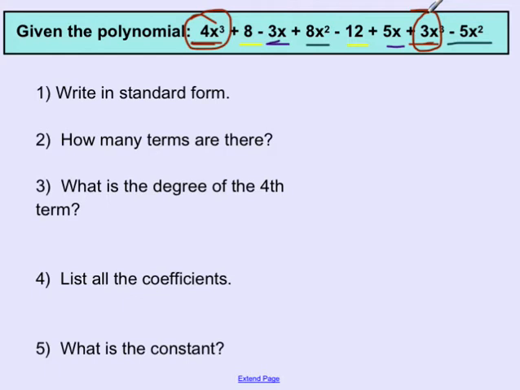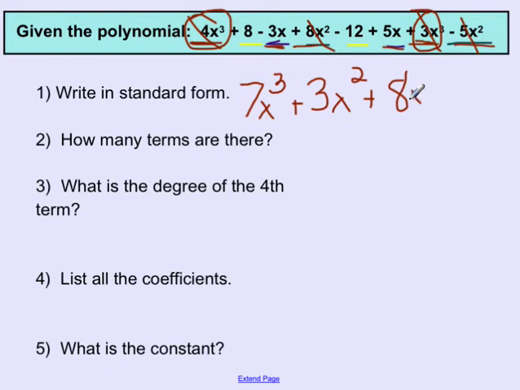When I add them together, I'm going to add the coefficients and keep the exponents the same. So I have 4 plus 3 is 7, and then I have x cubed. So I can go ahead and get rid of those terms. Next, I have 8x squared minus 5x squared. I'm going to take 8 minus 5, which is going to give me 3, and I'm going to keep the x squared the same. Next, I'm going to add 3x plus 5x, so I'm going to add the coefficients. 3 plus 5 is 8, and then I'm going to keep the x the same.